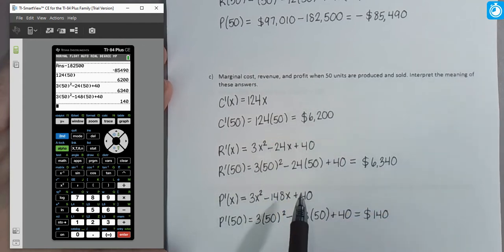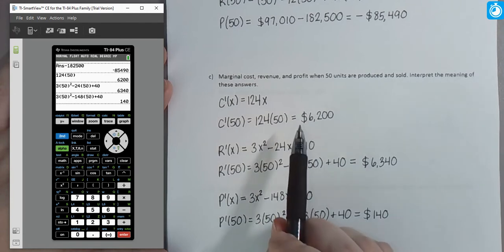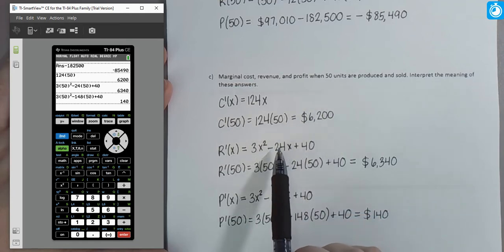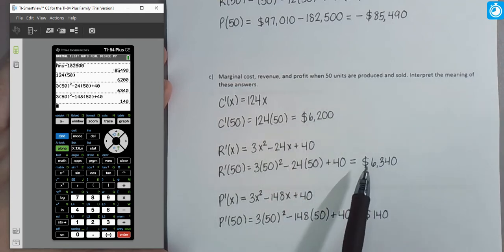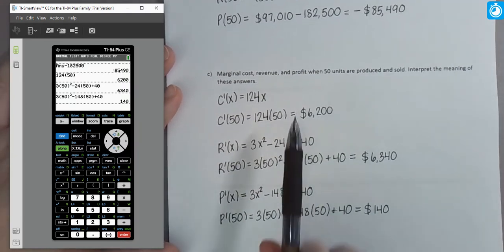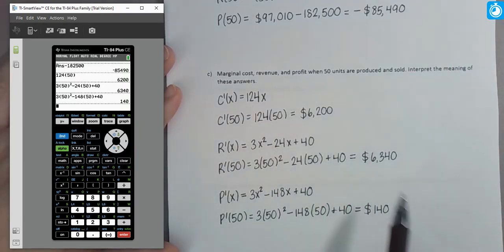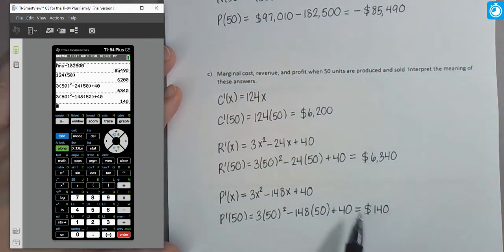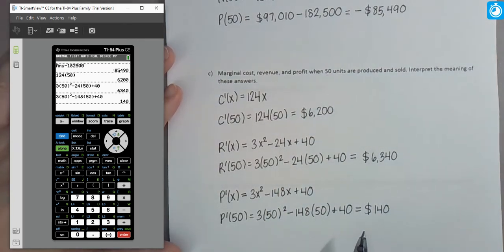So if we were to produce that 51st unit, just that one unit, it is going to cost $6,200 to produce, roughly. Remember, this is an approximation of the change. So it will cost roughly $6,200 to produce. Our revenue will increase by roughly $6,340. And so the difference between the two means that single unit, to go from 50 to 51, will add $140 to our profit.